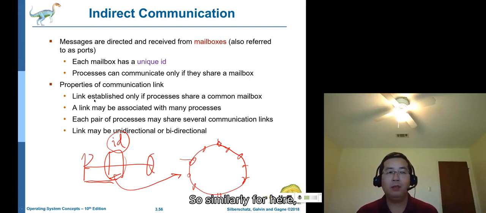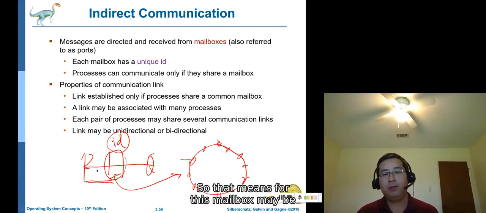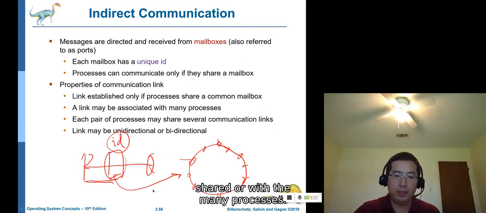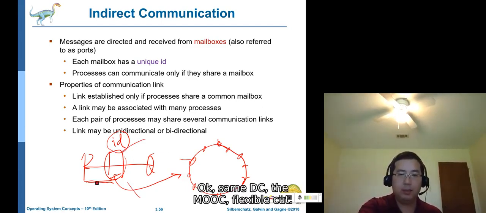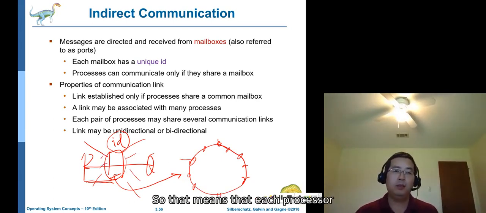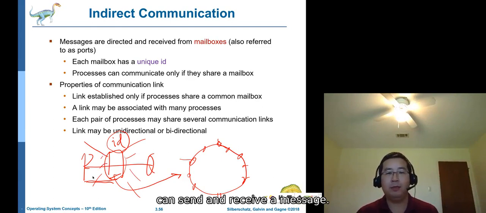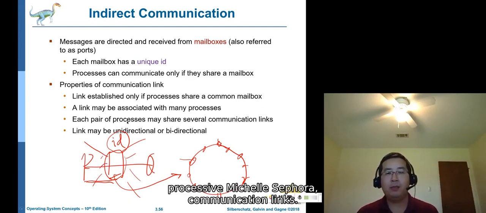Similarly, for the properties of this link: a link is established only if processes share a common mailbox. That means you need to assign a port number to each pair of processes. A link may be associated with many processes, so the mailbox may be shared with many processes. So this is more flexible, and each process can send and receive a message.